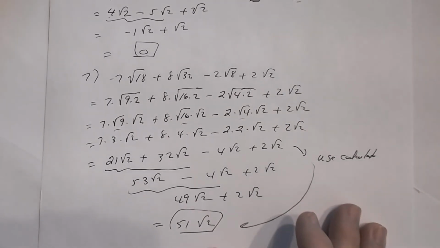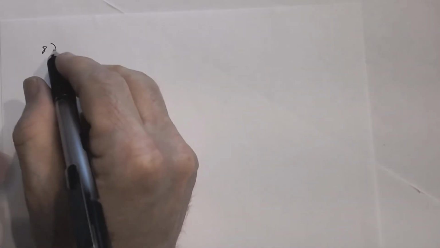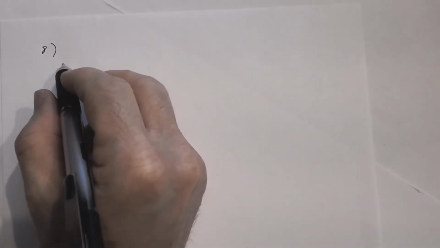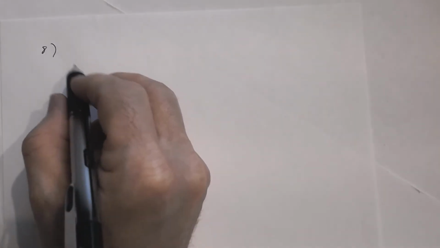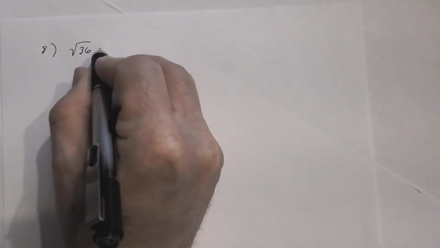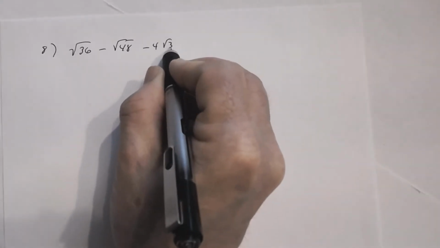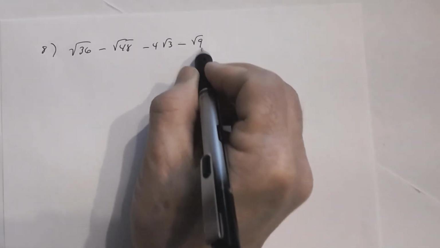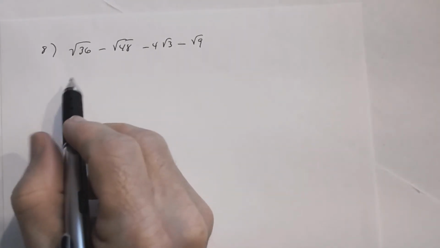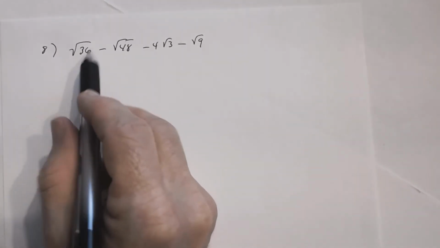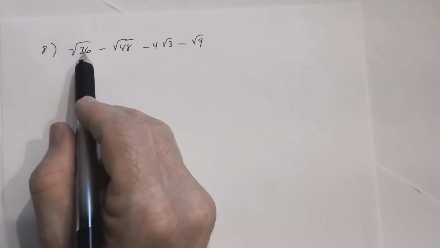Okay, let's look at number 8. We have this problem for number 8. Let's say we had the square root of 36 minus the square root of 48 minus 4 square root of 3 minus the square root of 9.